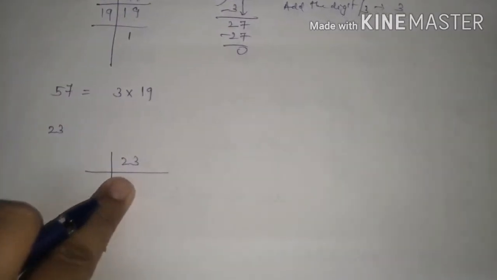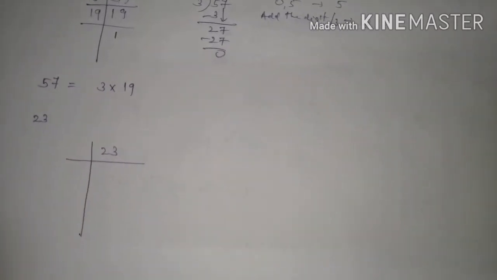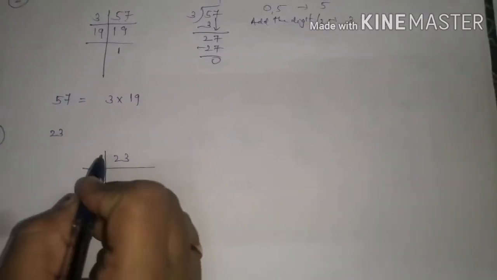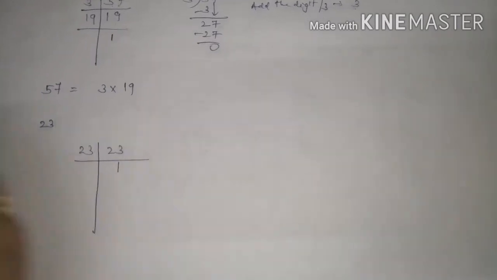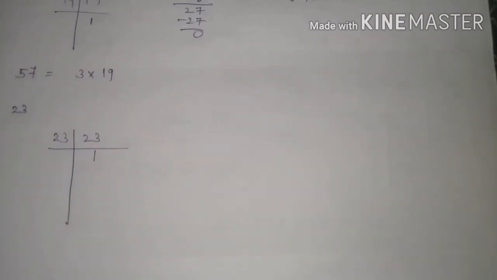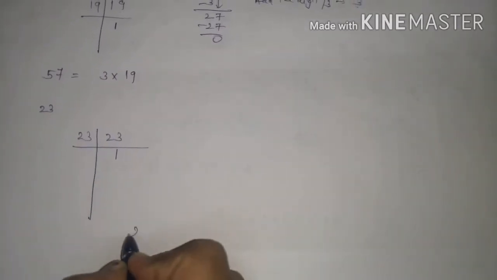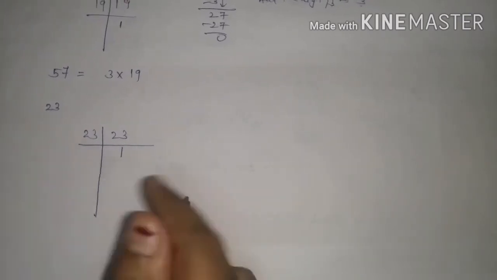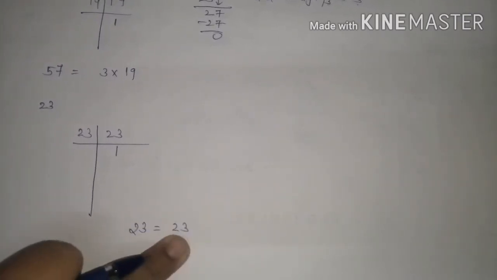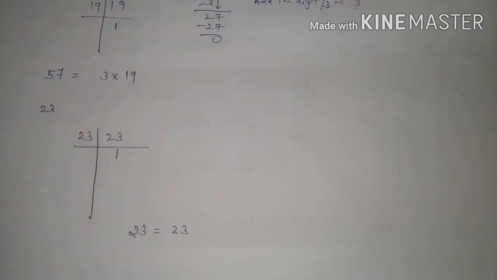Children, 23 is a prime number only. Don't search it in any table. 2, 3, 5, 7. So directly 23 comes in 23's table only. 23 ones are 23. 1 came, stop it. So factors of 23, you can write it like this only: 23. There are no other factors, 23 only.